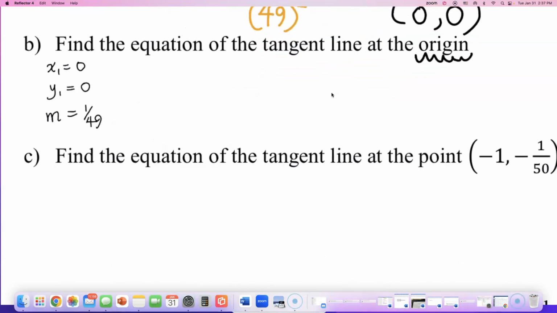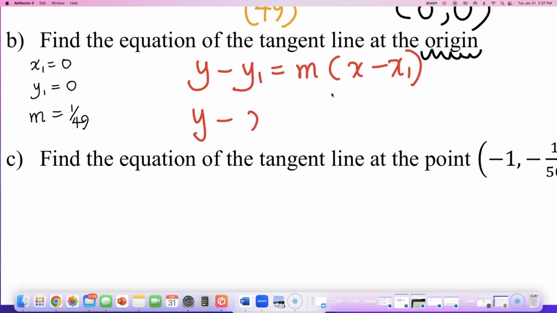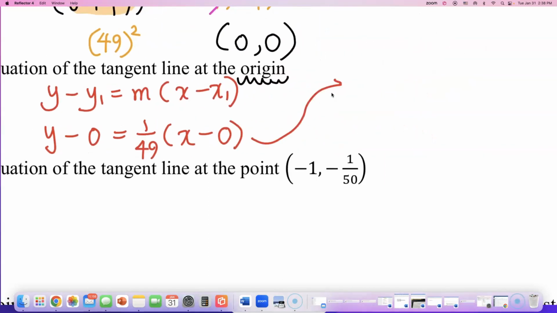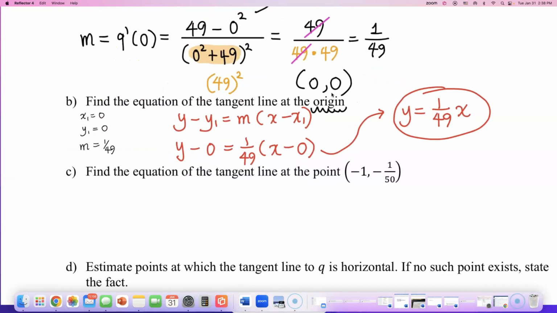So these are my 3 ingredients to the point slope form. And point slope form goes like this. y minus y1 equals m times x minus x1. So let's plug in everything. I'll get y minus 0 equals 1 over 49 times x minus 0, because both the x1 and y1 values are 0. Now, that's kind of ugly. Let us simplify this. I can write that as y equals 1 over 49 x. Okay? And that is the equation of the tangent line at the origin.